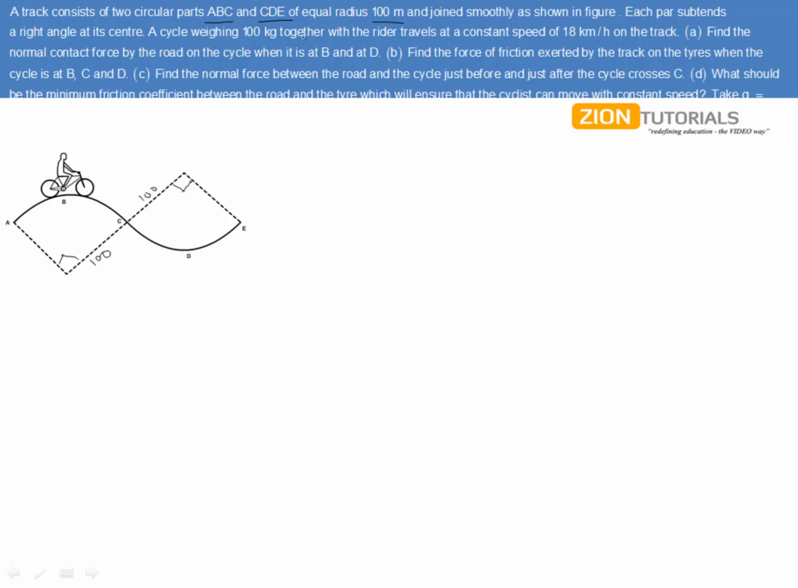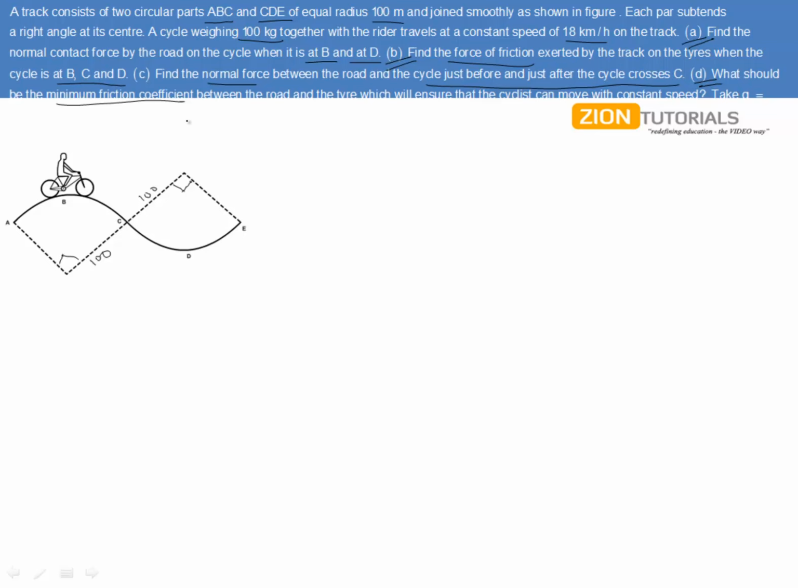A cycle weighing 100 kg together with the rider travels at a constant speed of 18 kilometers per hour. Find the normal contact force by the road on the cycle when it's at B and D. Find the force of friction exerted by the track on the tires when the cycle is at B, C and D. Find the normal force between the road and the cycle just before and just after the cycle crosses C. And what should be the minimum friction coefficient between the road and the tire, which will ensure that the cyclist can move with the constant speed.